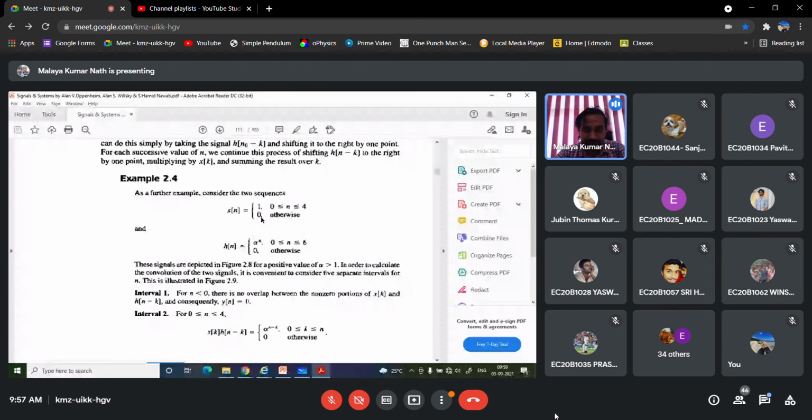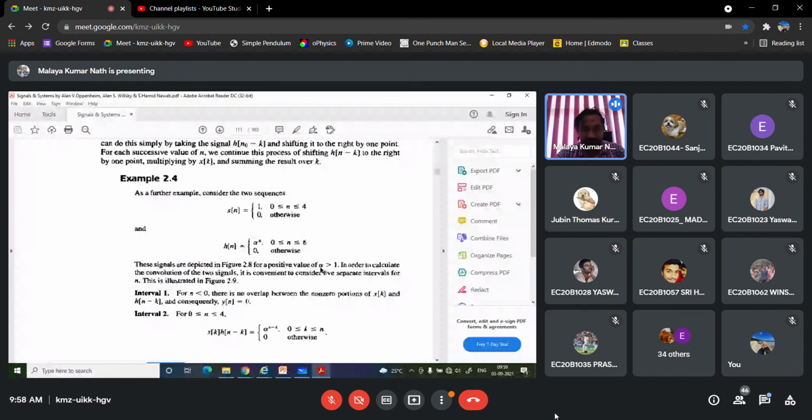Now h of n is given, that is equal to alpha to the power n, and this is varying for 0 less than n less than 6, and in this case the value of alpha is given, that is equal to 1. Look at this question. Value of alpha is given as 1. Now just calculate what will be the convolution output for this case. This is a very important question asked in examinations, because alpha is equal to 1.